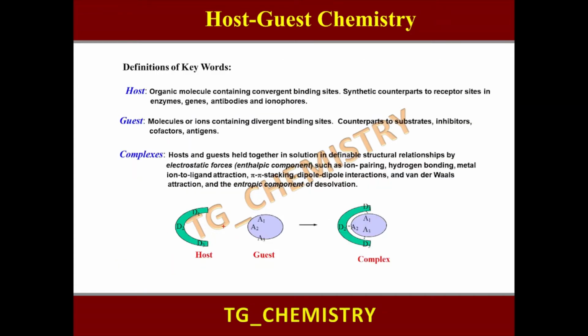Then a few definitions need to be known as keywords, like the host. What is commonly known as host? It is the organic molecule which contains convergent binding sites, synthetic counterparts to receptor sites in enzymes, genes, antibodies, or ionophores, depending on the phenomena that we are considering. Guest molecules or ions contain divergent binding sites and are the counterparts to the substrates, inhibitors, cofactors, and antigens. So these are generally the guest molecules.